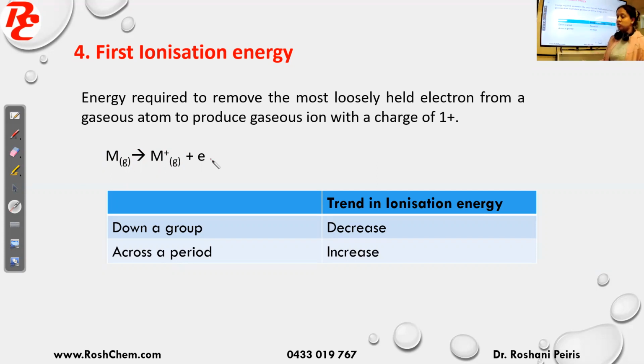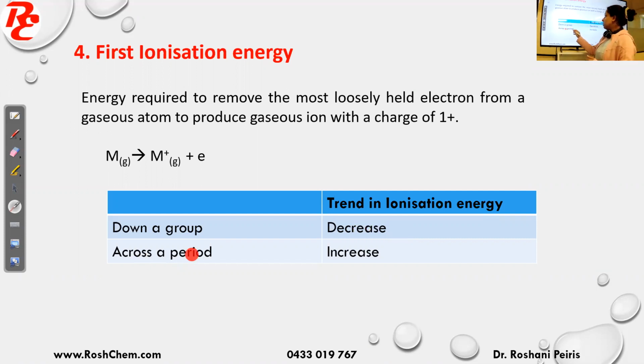So what is the trend now? When you go down a group, we say the ionization energy is decreasing. The reason here is when you go down a group, the number of shells are increasing. So the last electron, the valence electron, is far away from the nucleus. Therefore it's less strongly attracted to the nucleus. If it is far away, it's less attracted, so you can remove that electron very easily with less energy. Therefore the ionization energy is lower, right? So when you go down a group, the ionization energy is decreasing.